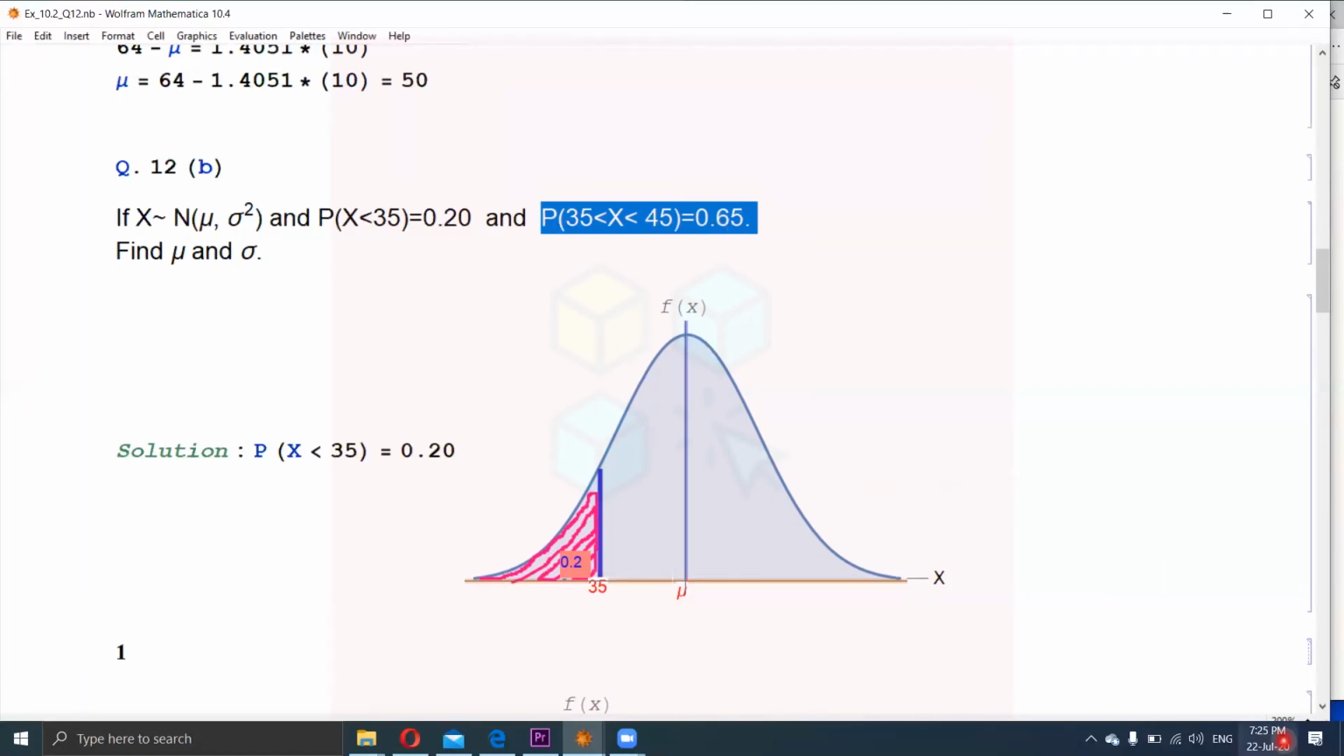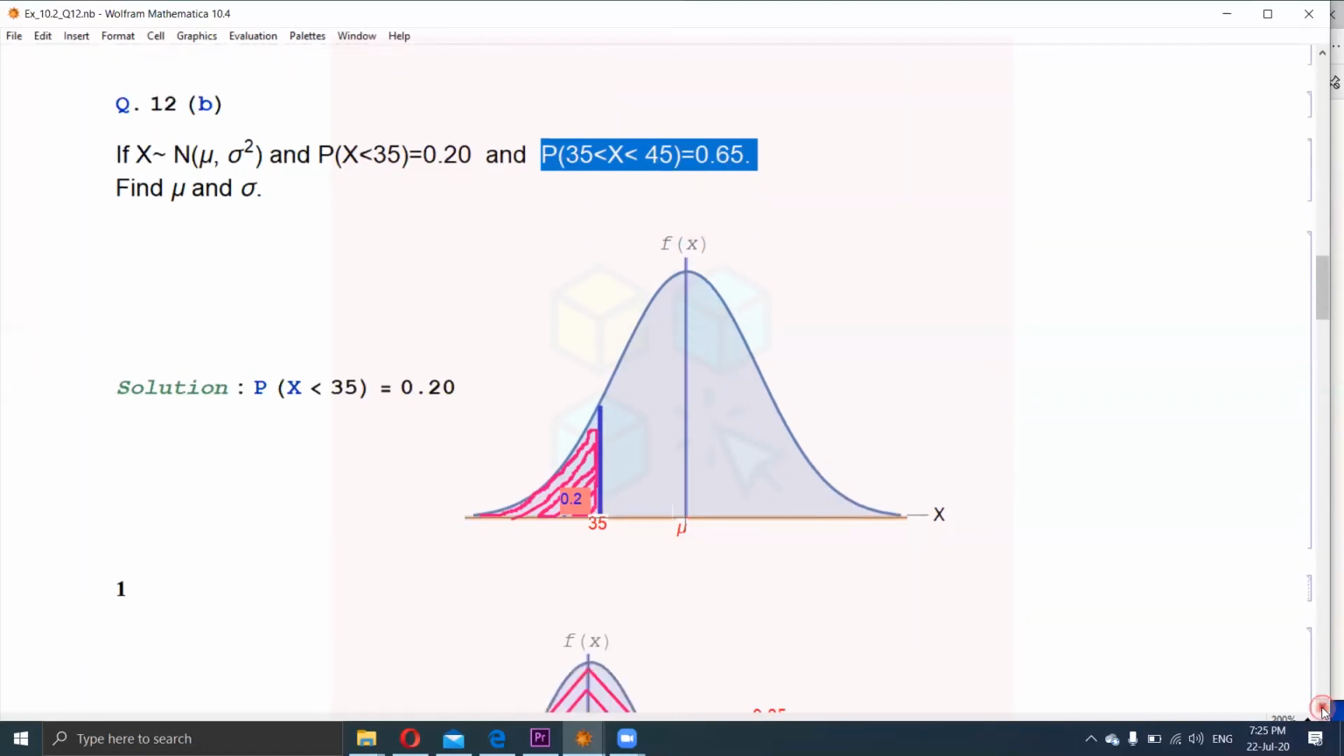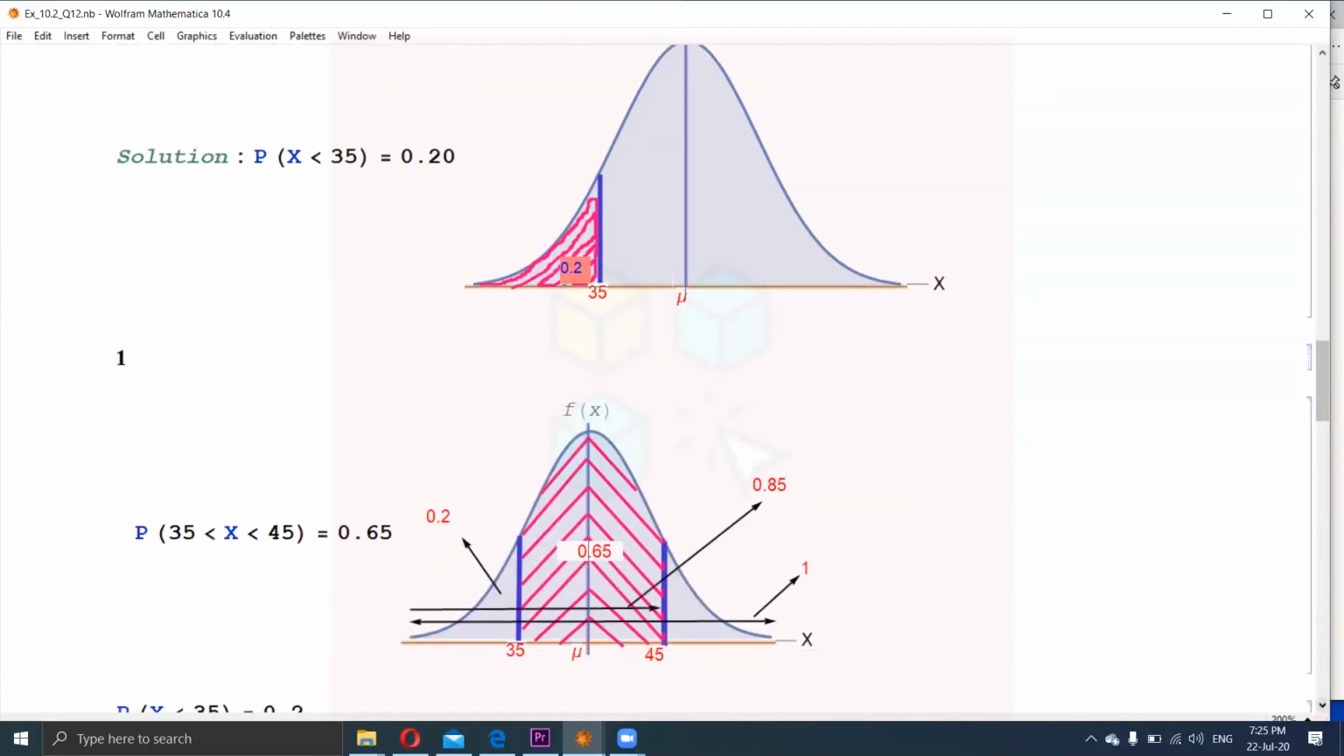So we construct one more figure. The points 35 and 45 are plotted and mu is in between. Because 0.65 is more than 0.5, it means one point should be on the left tail and the other point should be on the right tail. 35 is plotted on the left tail and 45 is plotted on the right tail, since the probability is greater than 0.5. Mu is in the center.